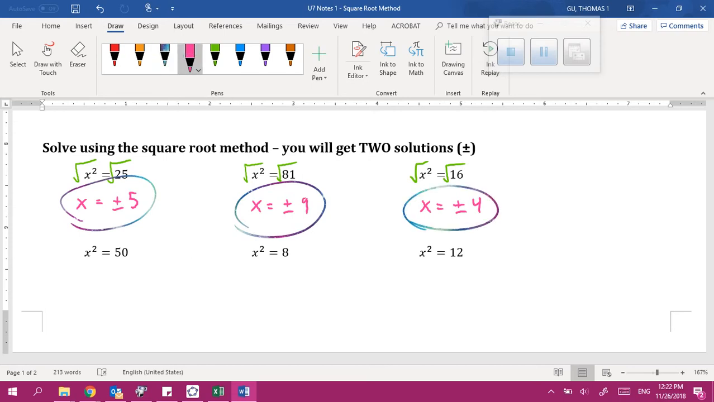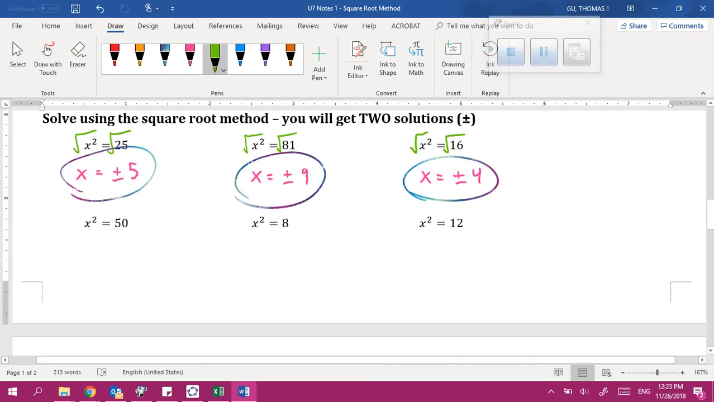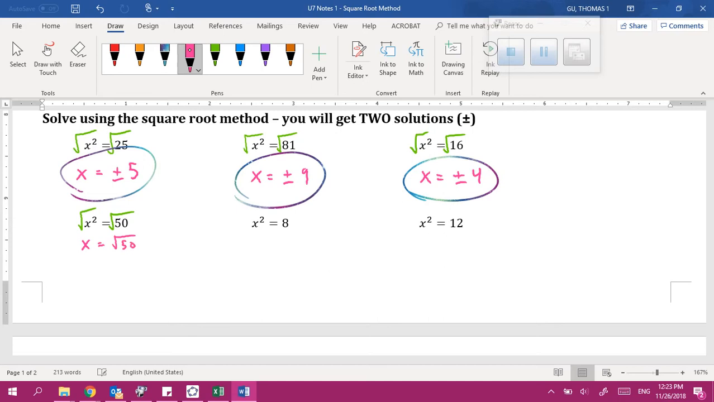Okay, then the next one, x squared equals 50. What do I do to get the x by itself? Square root it, same thing, but the only difference here is 50 is not a perfect square. So we square root on the left side, we get x, right? On the right side, we get square root of 50, but what can I do with that square root of 50?